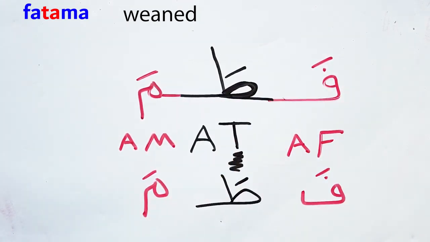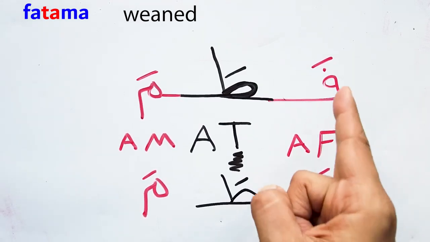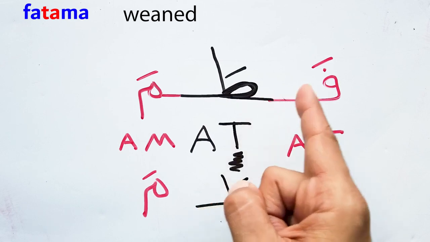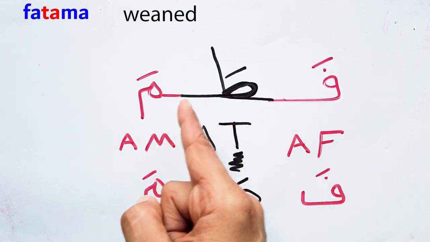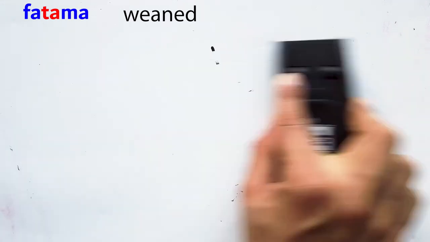Look, this way to read slower, okay? How will it be? You say like this. Fa, fa, ta, fa, ta, ma, fa, ta, ma. Try to train it like this.